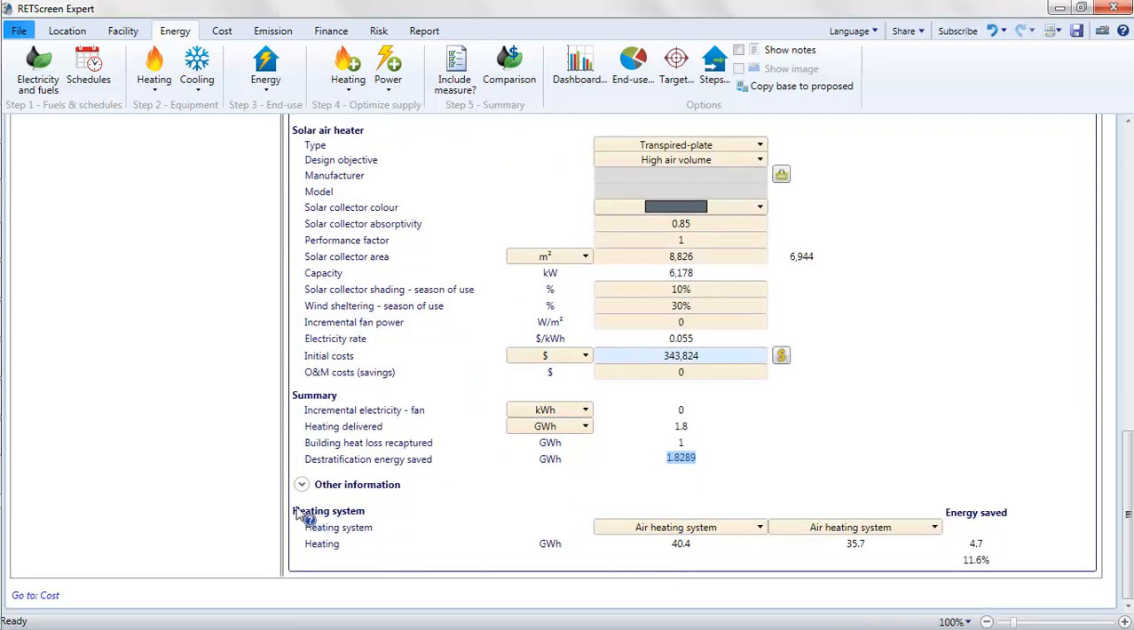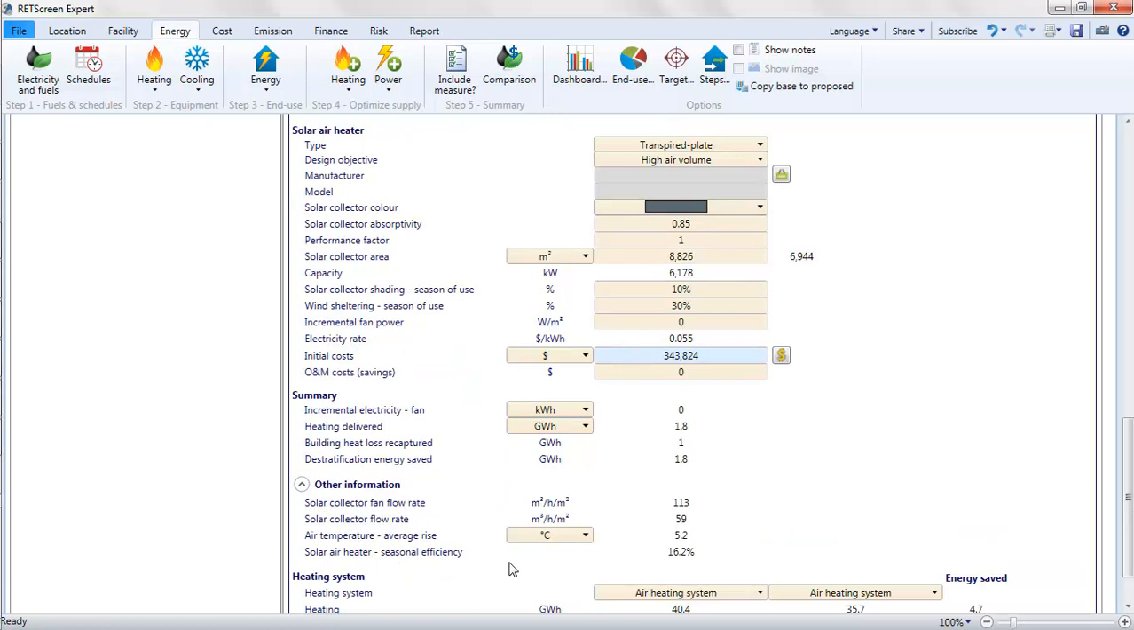Clicking on the down arrow beside other information shows some additional information about the operation of the collector itself. The first line, the solar collector fan flow rate, indicates that the sizing of the collector versus the desired design airflow rate results in a nominal or design airflow rate of 113 cubic meters per hour for every square meter of collector. However, as discussed earlier, this rate is reduced when exterior temperatures are cold in order to achieve, with the mix of interior air, the desired minimum air temperature. Taking into account this modulation of the flow rate through the collector, the average annual value for the solar collector flow rate is 59 cubic meters per hour per square meter of collector.